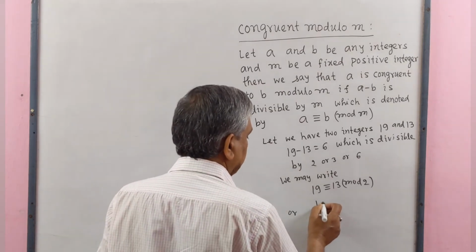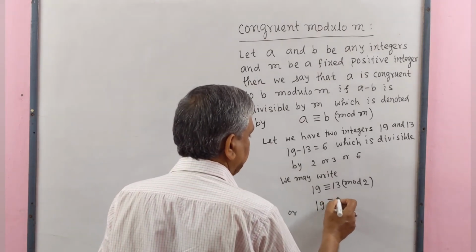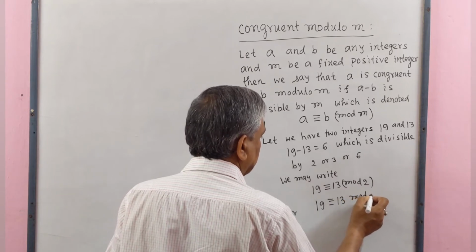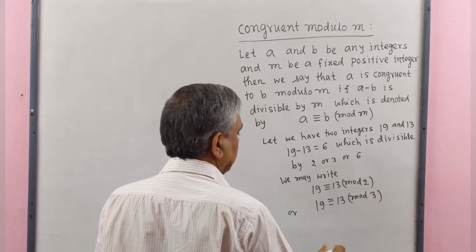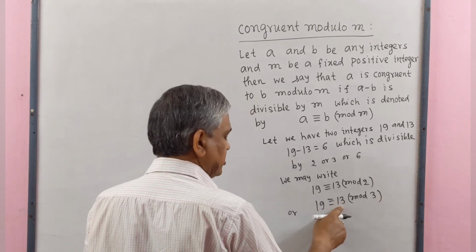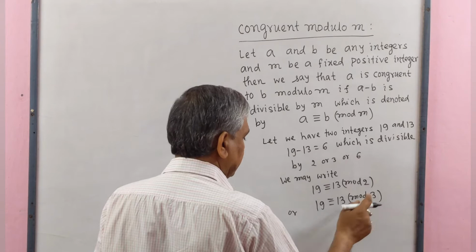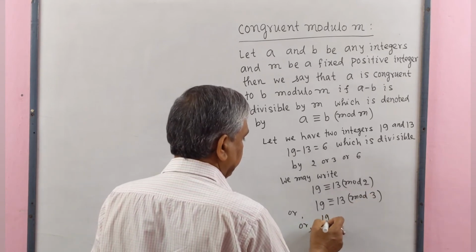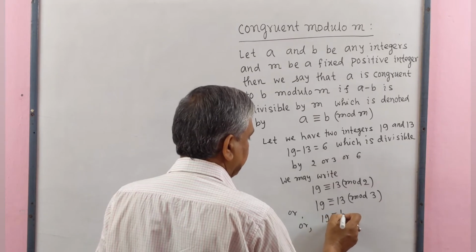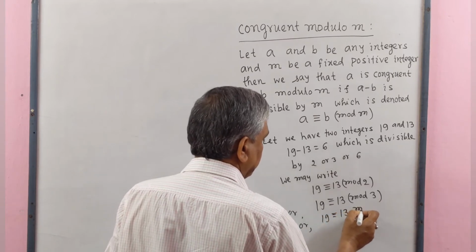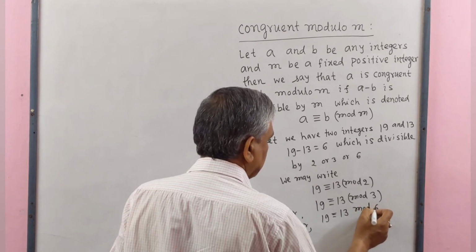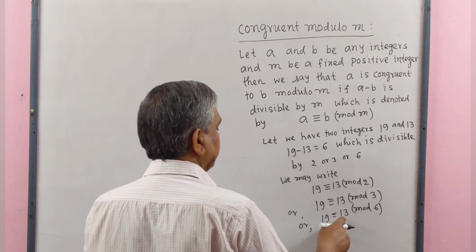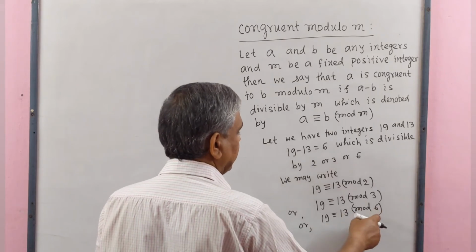Or 19 congruent 13 modulo 3. 19 minus 13, 6, is divisible by 3. Or 19 congruent 13 modulo 6. 19 minus 13 equal to 6. 6 is divisible by 6.